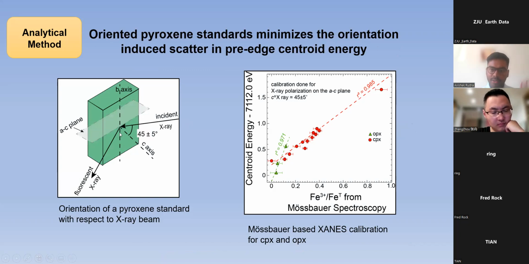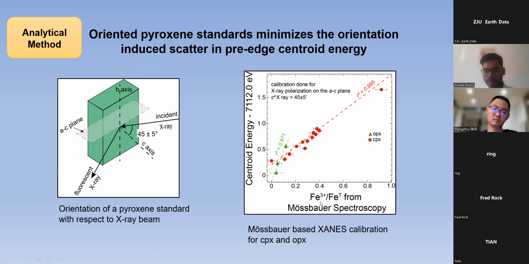So we oriented all the CPX and OPX crystals the same way so that we can reduce the amount of orientation-induced scatter or orientation-induced uncertainty that can have in the centroid energy. And when we collected the XANES data for all the oriented samples, both for CPX and OPX, we see that the centroid energy that I showed you earlier increases beautifully with the amount of ferric iron that you have in the system.